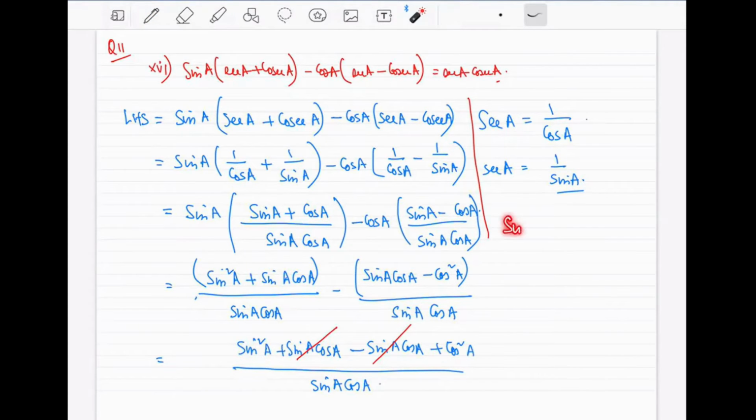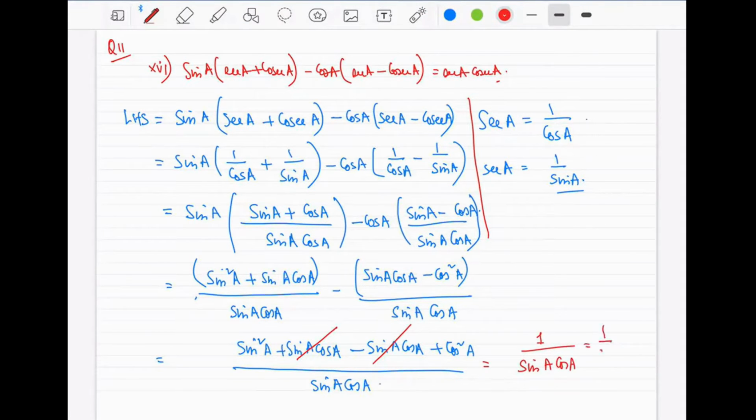I just told you all before the start of the question, sine square A plus cos square A is how much? 1. That means these two remaining terms will give us how much value? It will give us 1. So we will have 1 here divided by sine A cos A.